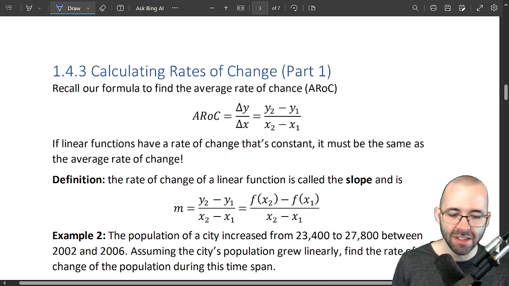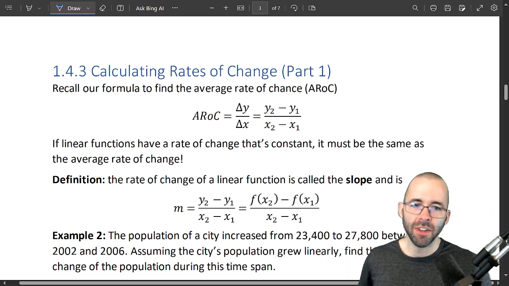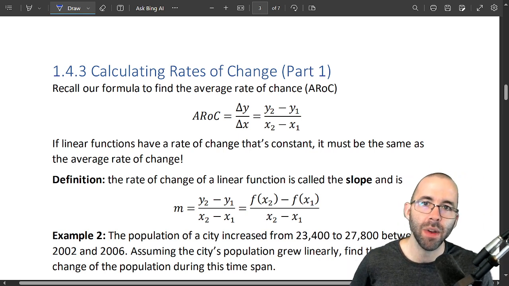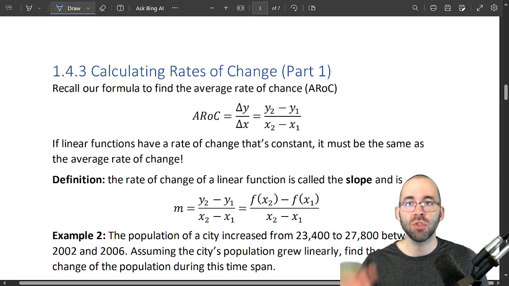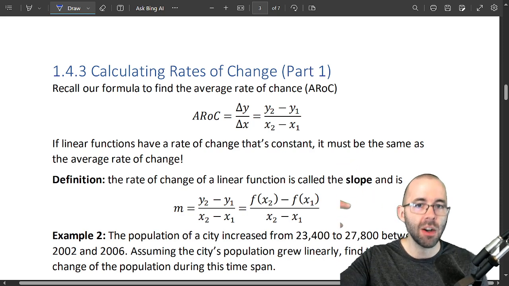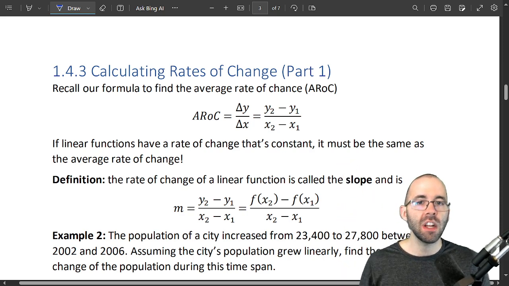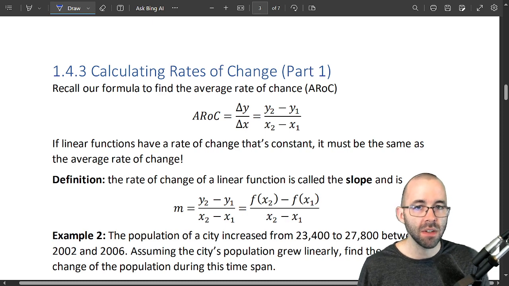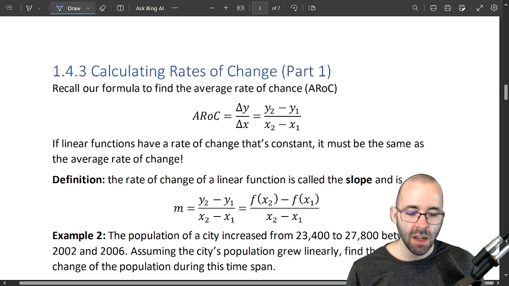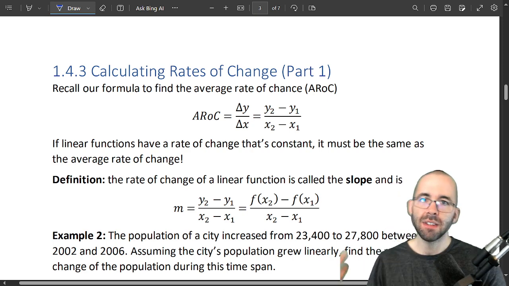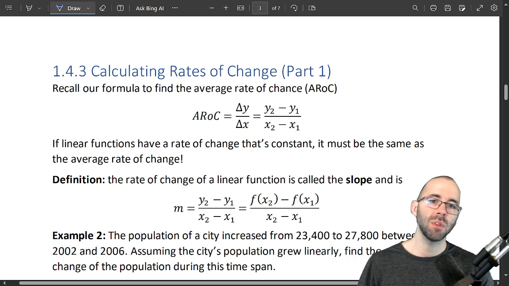Anyway, let's calculate rates of change. So, let's remember all the way back to 1.3 rates of change, average rates of change. We had a formula for that. The average rate of change was just the change in y, or the change in the outputs, divided by the change in x, the change in the inputs. We wrote that as delta y over delta x as shorthand.